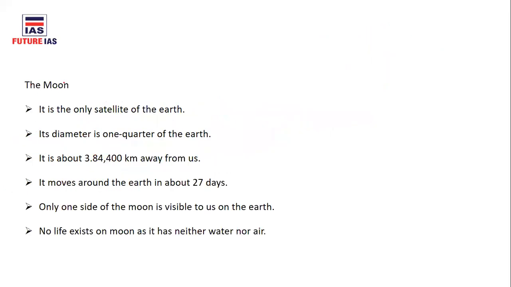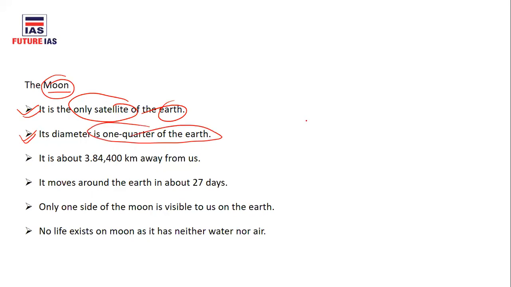All right, let's understand the moon. So moon is basically a satellite of Earth. Moon is the only satellite of the Earth, which revolves around the Earth. When you compare the size of the moon, the diameter of the moon is 1/4 of the Earth. That means 1/4 of the diameter of the Earth is your moon. And it is about 384,000 kilometers away from the Earth. So you can say that the distance between the Earth and moon is this much.